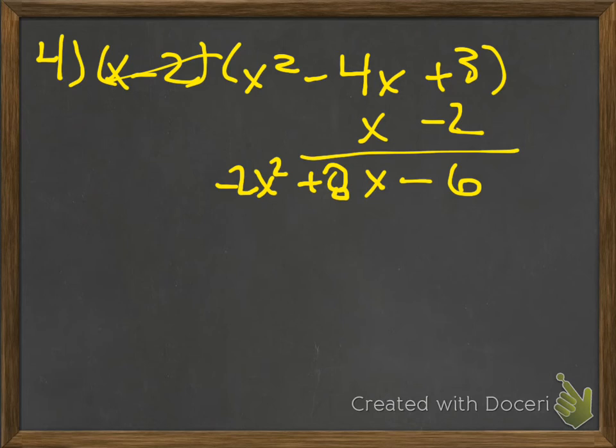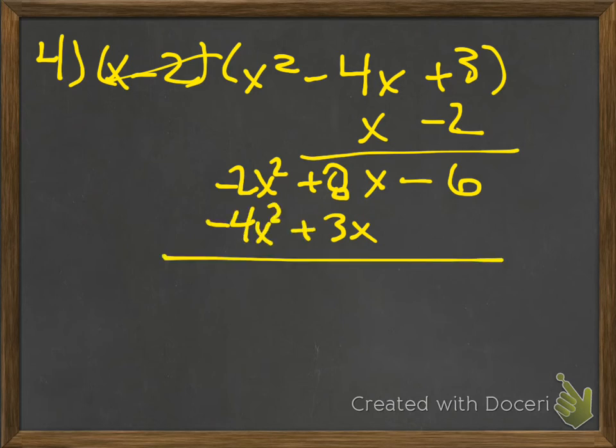Okay, then I'm going to say x times 3 is 3x. X times a negative 4x is negative 4x squared. And then x times x squared is x cubed. When I do it like this, you notice I've already got my like terms lined up. And I can quickly add them to get my final answer of x cubed minus 6x squared plus 11x minus 6.